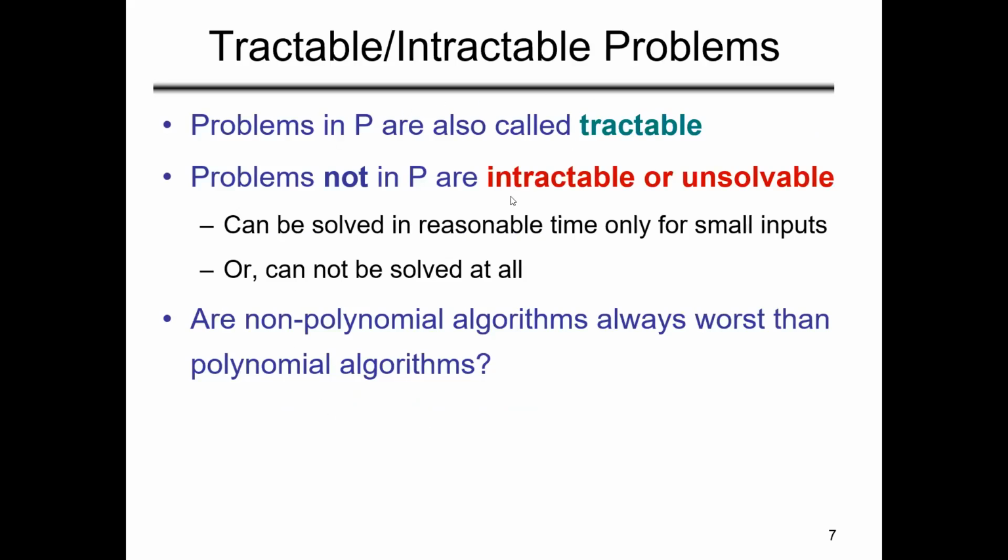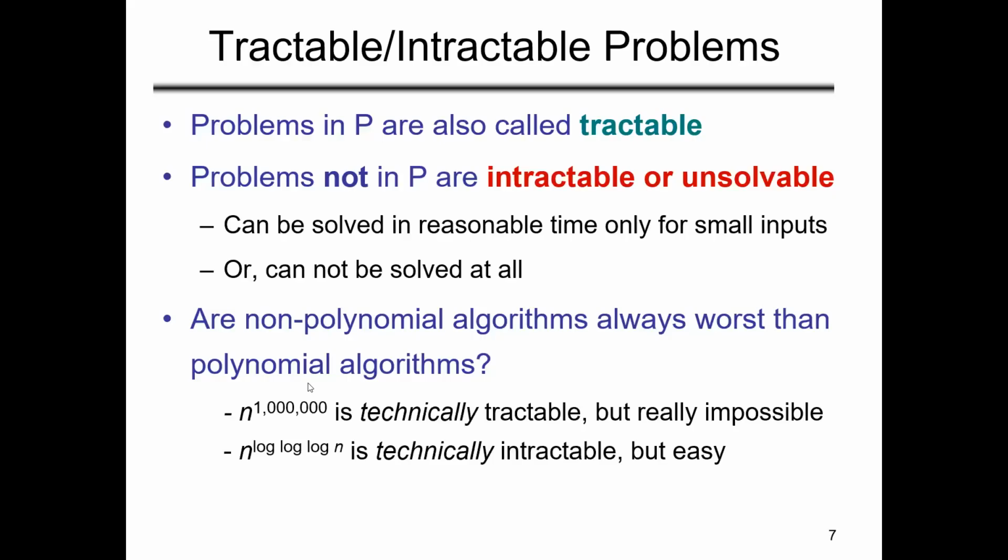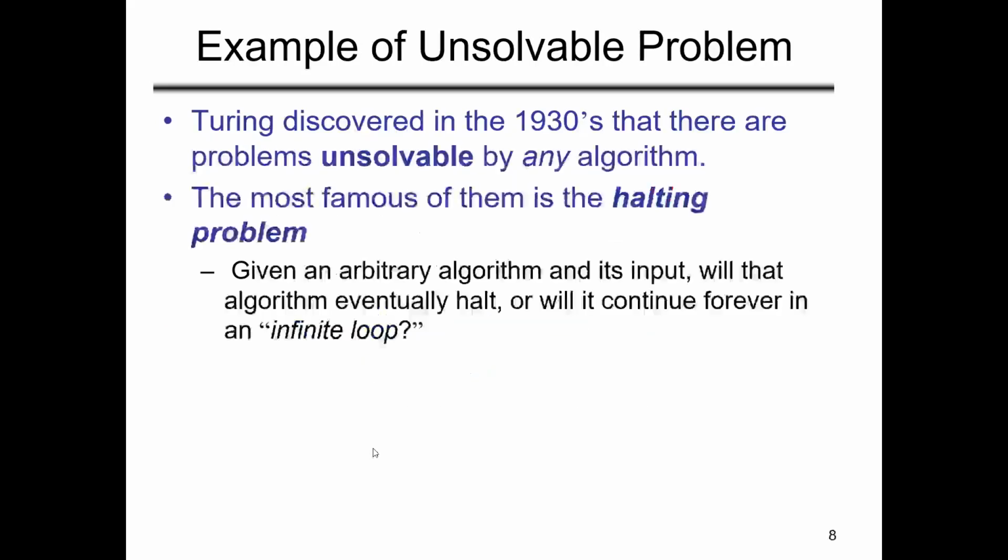So you have some problems that are tractable and intractable. Tractable means we could solve it, as in P. And those not in P are intractable or unsolvable. They can be solved in reasonable time only if the number of inputs is small, or they cannot be solved at all. And are non-polynomial algorithms always worse than polynomial algorithms? Not necessarily. Brute force, yes, and then you could see it could take really, really long. And n to the power of log n is technically intractable, but they're real easy and it'll solve real fast.